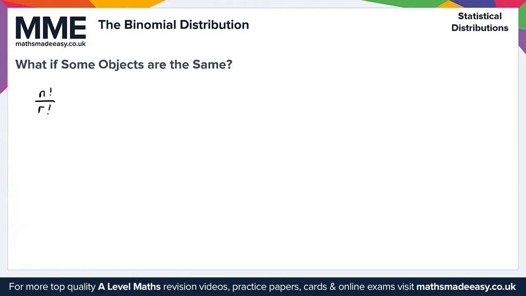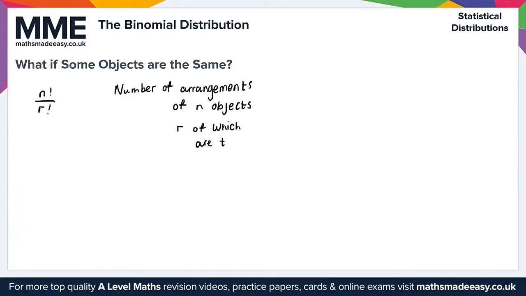If we write that out here just so we can see this clearly, this is the number of arrangements of n objects, r of which are the same. Okay, so that gives us everything we need there for discussing what happens if some objects are the same.